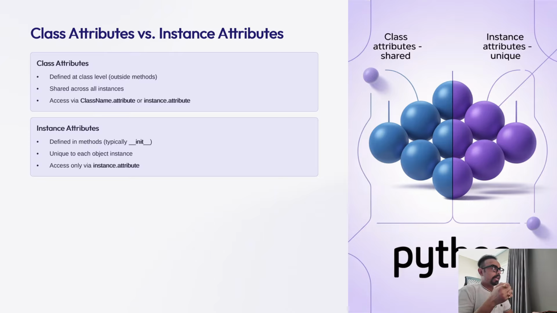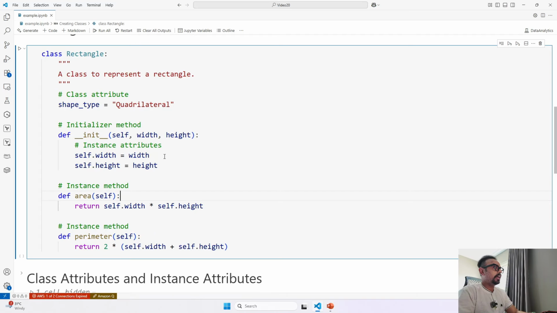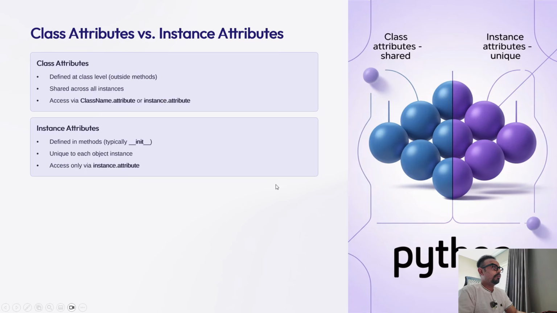If you want to access that specific attribute from the class, you can use the class name. Our class name was Rectangle, so it would be Rectangle.shape_type, or instance.attribute, using the instance that we have. That is how we can access it. Class attributes are useful for defining properties that should be the same for all instances, like constants or default values.